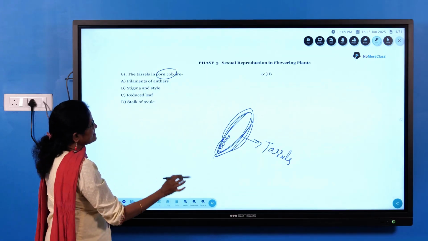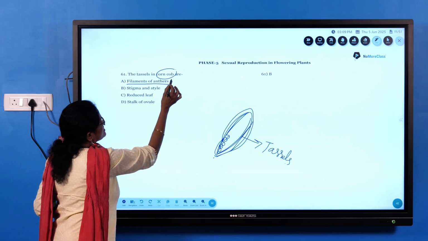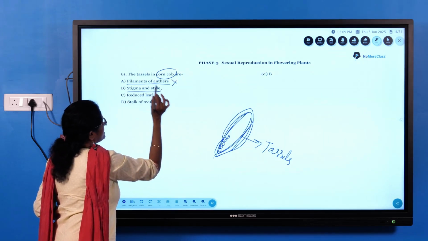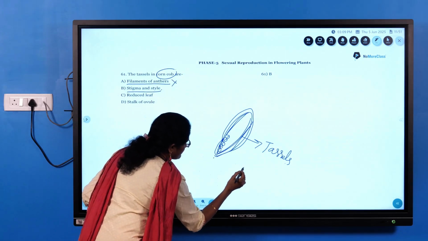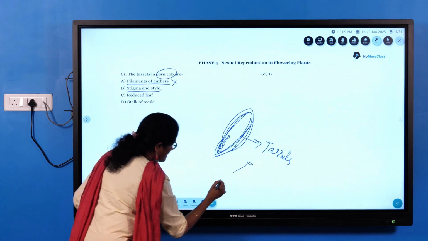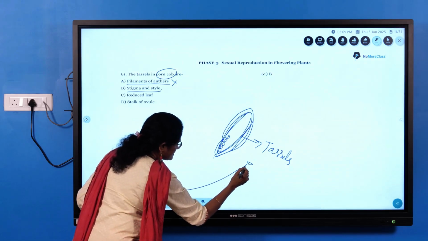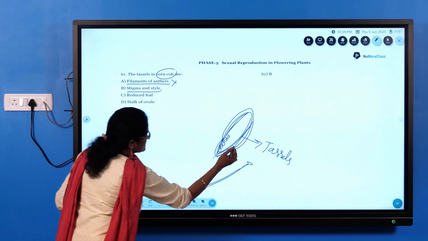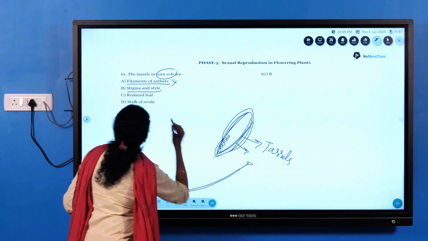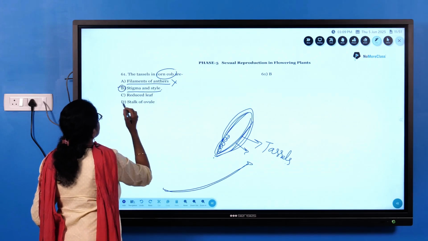What do the tassels represent? Filaments of anthers, no. Stigma and style. These tassels have stigma and an elongated, thin, slender style. These tassels represent the stigma and style. This is the correct answer.